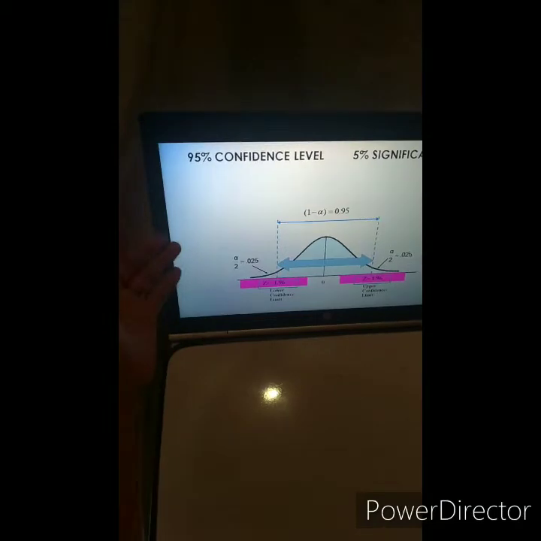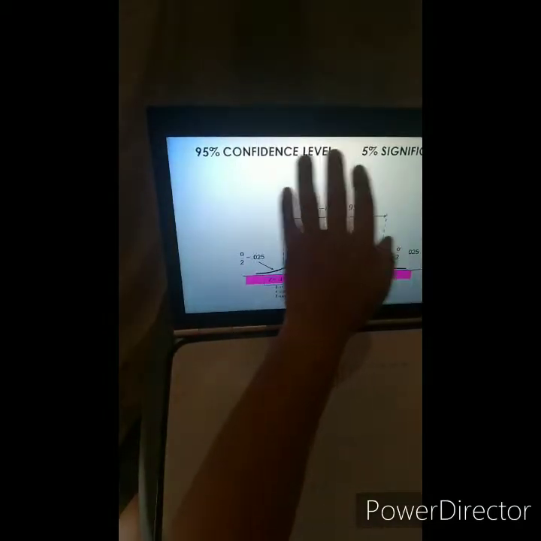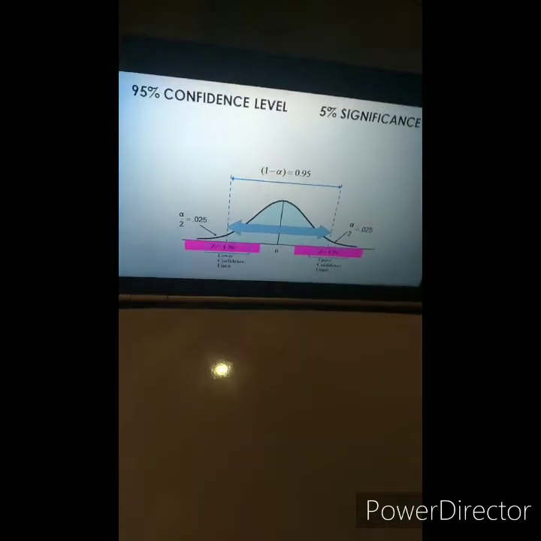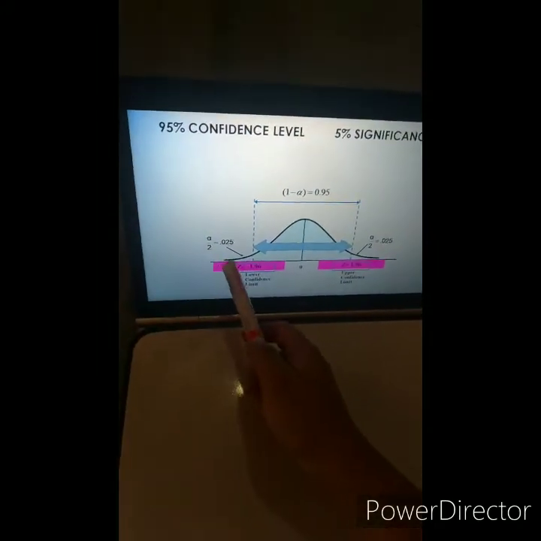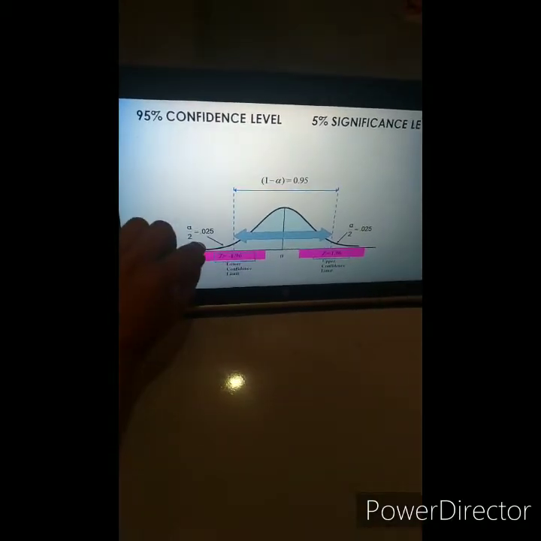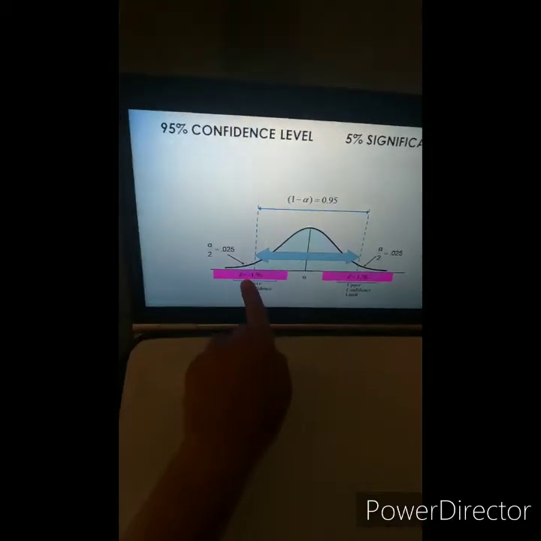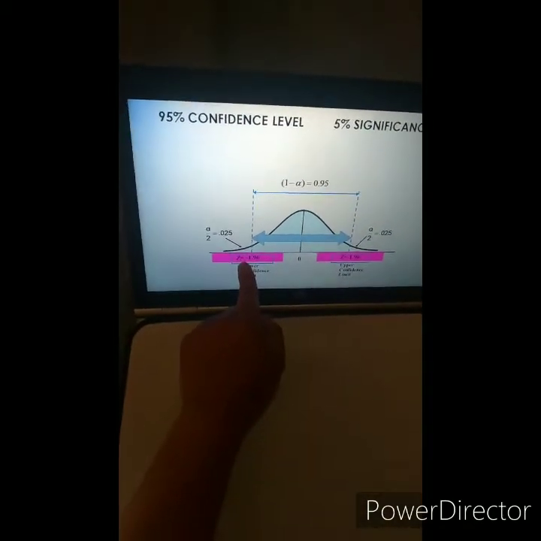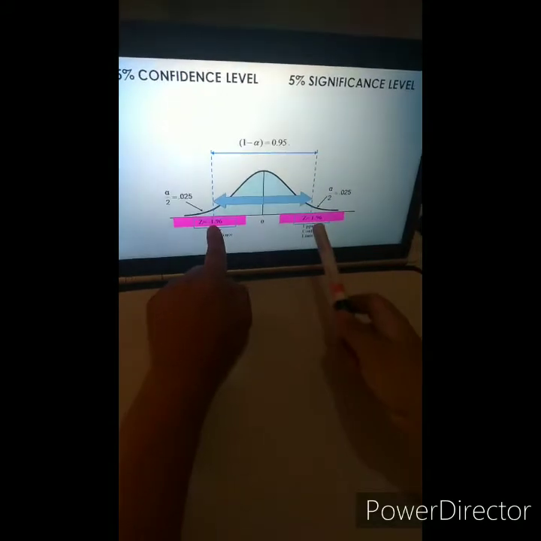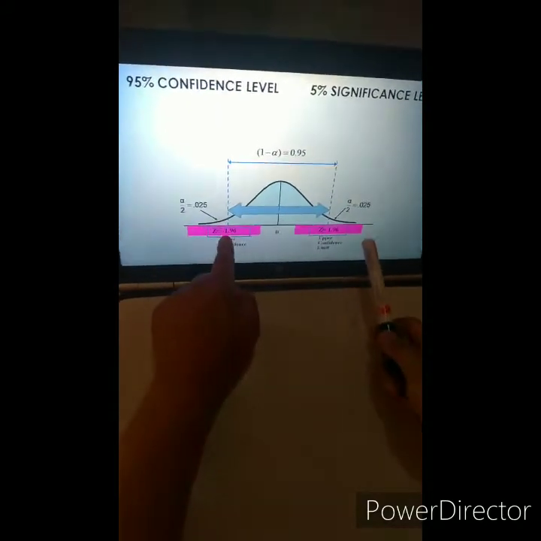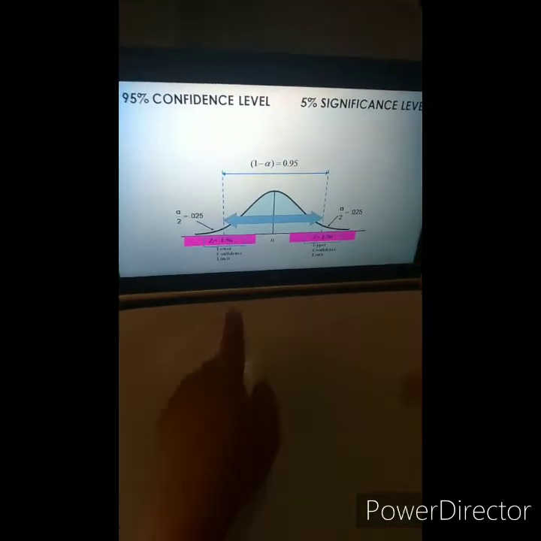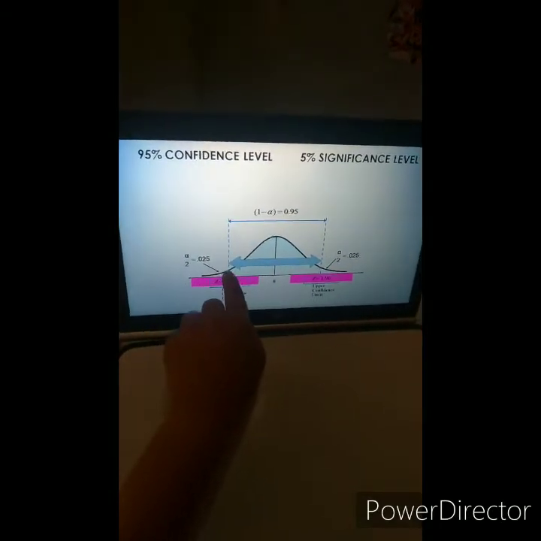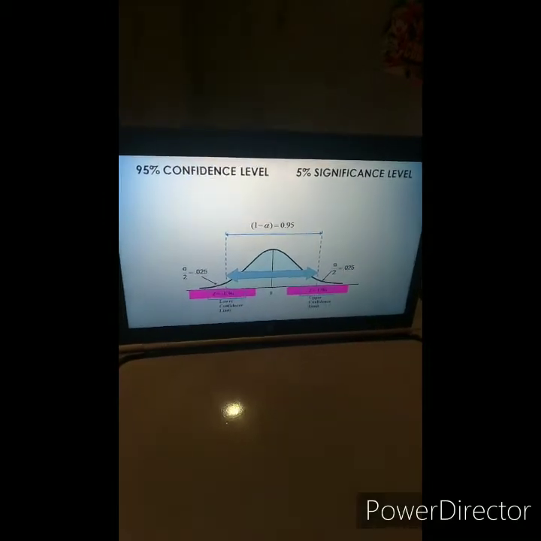So if you're going to do the normal curve of the 95% confidence level, it's like this. If you're going to look at it, alpha over 2 is equal to 0.025. The Z score for 95% confidence or 5% significance level is negative 1.96 and positive 1.96. So this is the upper confidence limit and the lower confidence limit. So the area here is 0.025 and 0.025.